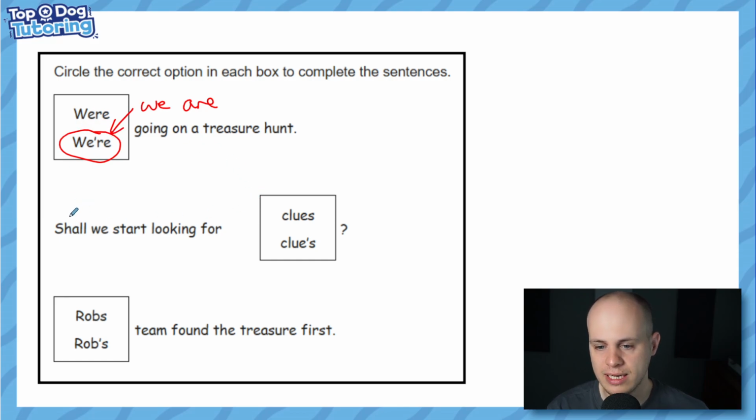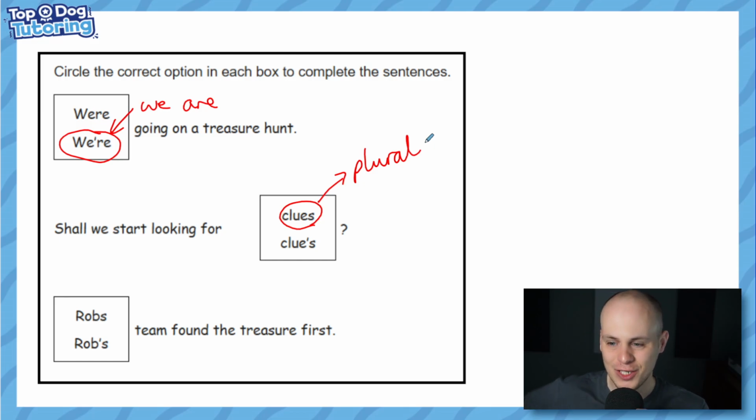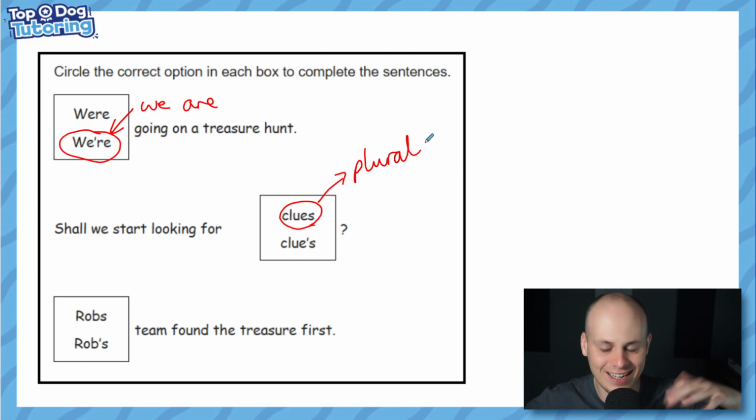Now the second one says, shall we start looking for clues? Now really interesting, a lot of people who are thinking, oh, it's just an apostrophe question, they automatically go for the one with the apostrophe. But actually in this case, it's just a plural word, isn't it? Remember, guys, in the English language, because we like to confuse people, we were like, hey, should we make plural words end in S, but then also make words that are showing possession also end in S, because that would be really funny. And we were like, yeah, let's confuse kids. That's well funny. I mean, that didn't really happen, but it feels like that, right?